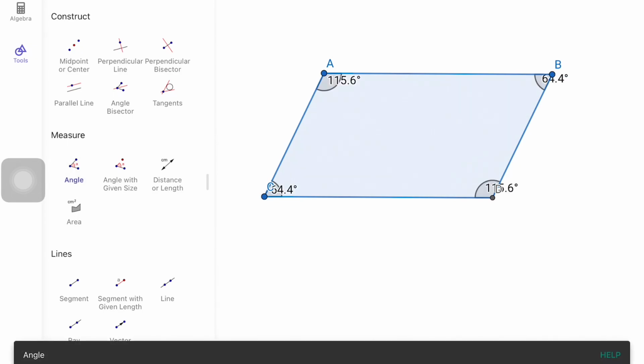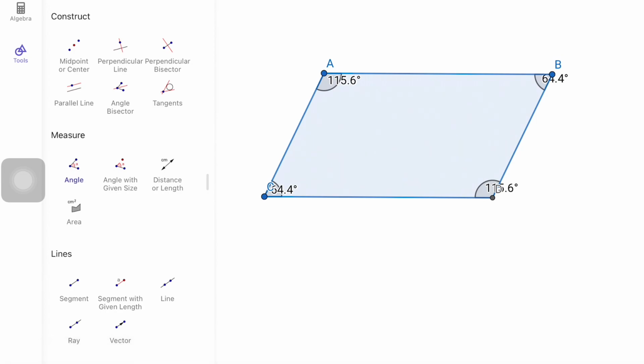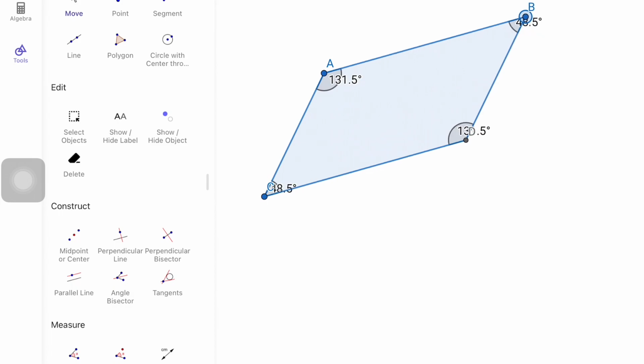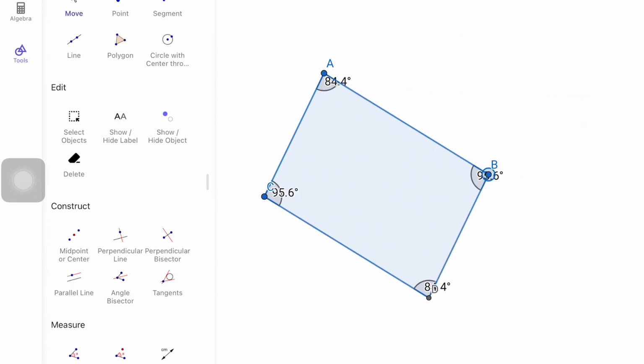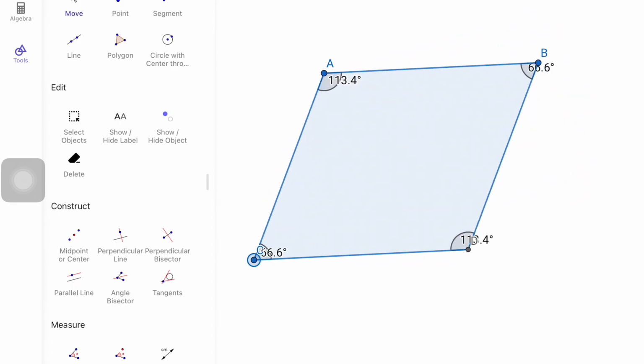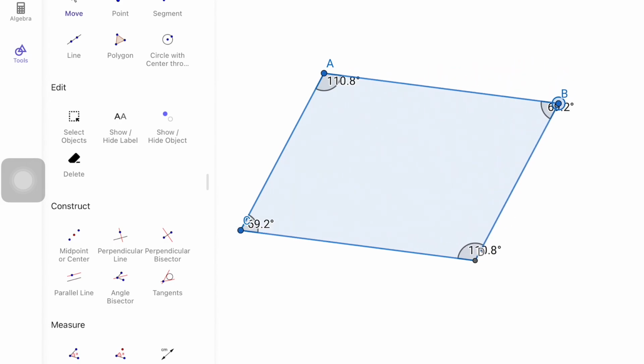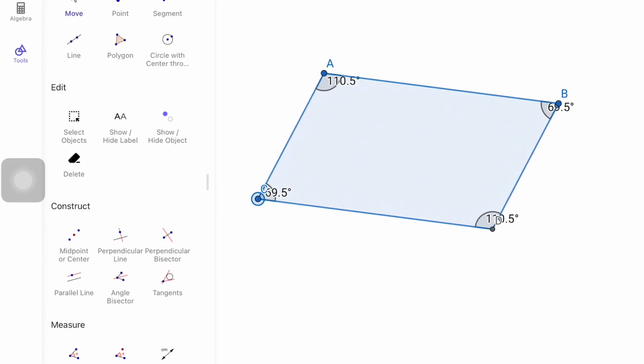Tap in the middle of your parallelogram, and that gives you the angles. And I noticed something about this parallelogram. Opposite angles are equal too. And it doesn't matter how I move it around, they're still going to be equal. That's pretty cool.